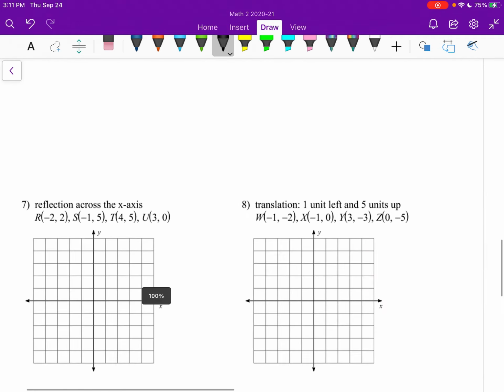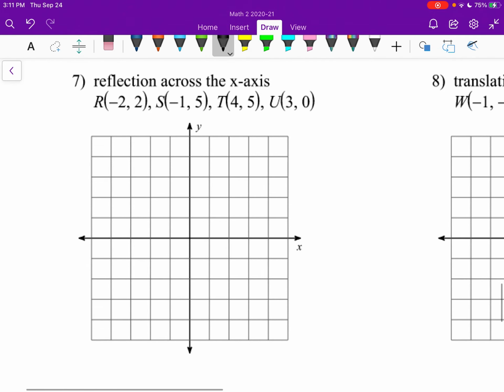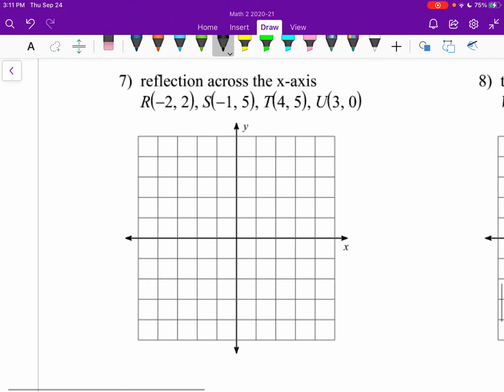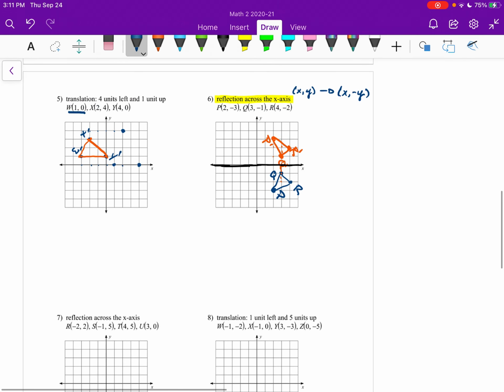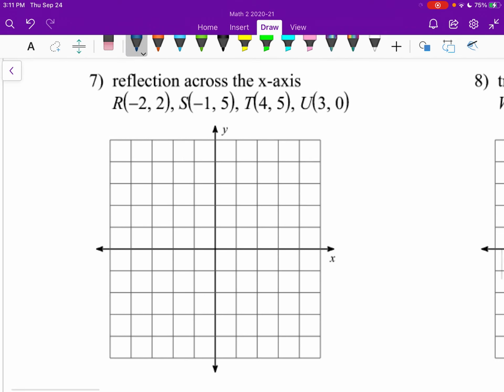All right, number 7. Another reflection on the x-axis. Now, this one, I'm going to try to do the method up here, where I just swapped the y value. So notice that the x stayed the same, the y went to negative. The y started positive and went negative. So I'm going to have to make this (x, negative y).